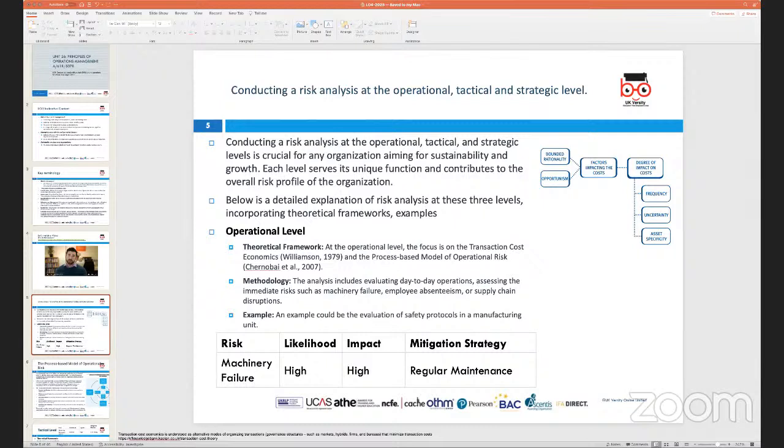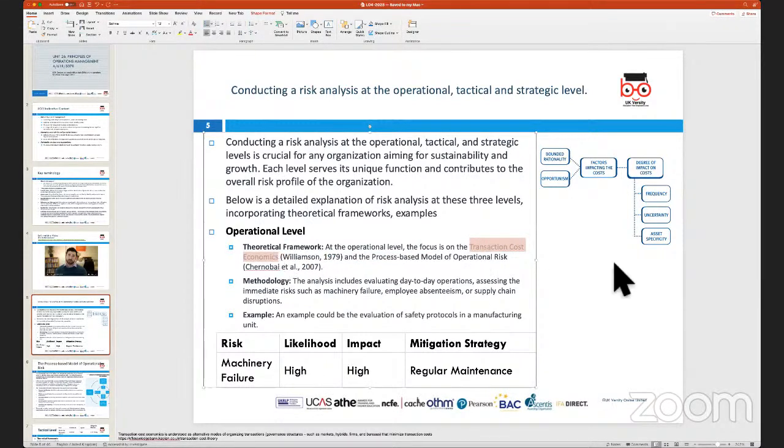Now, when we look at them in a bit more detail, what I've done is I've classified these risks into three different types. The first one is operational, and here, if we look at operational risks, we need to understand two different models. One of them is transaction cost economics. This model was introduced by Williamson, and this framework essentially looks at the various costs which the company incurs while conducting its transactions.